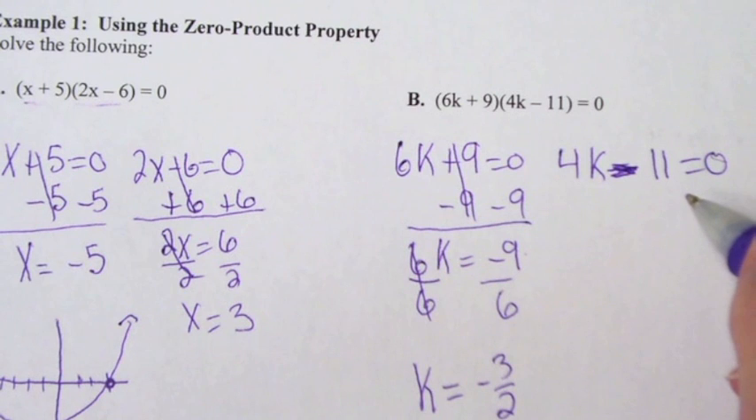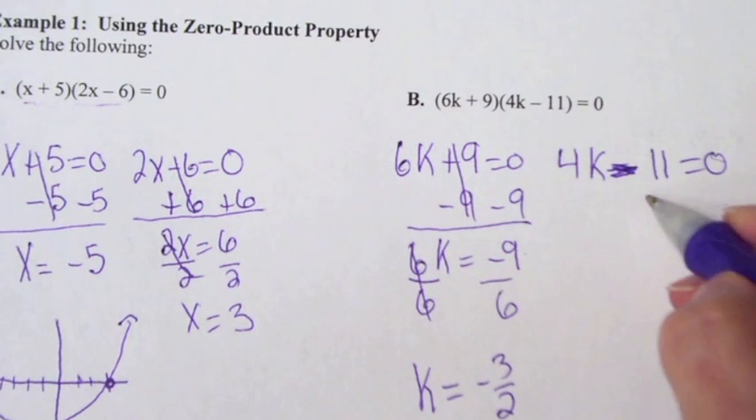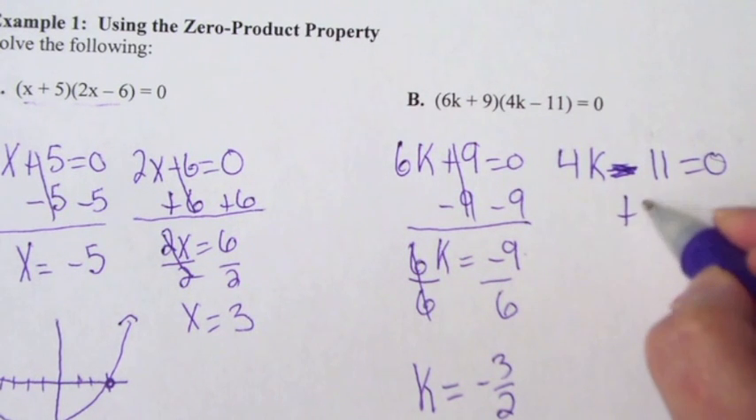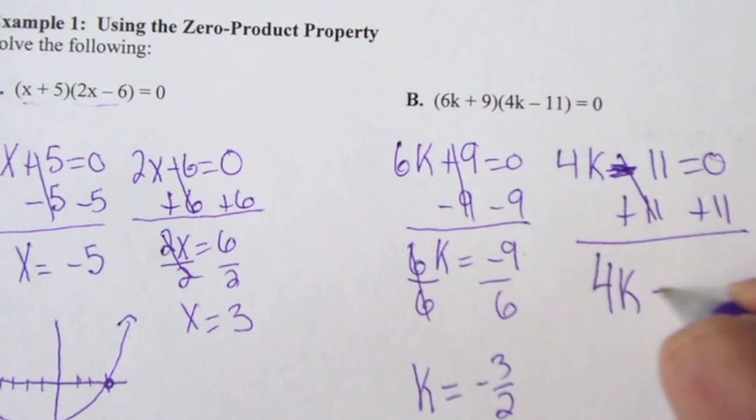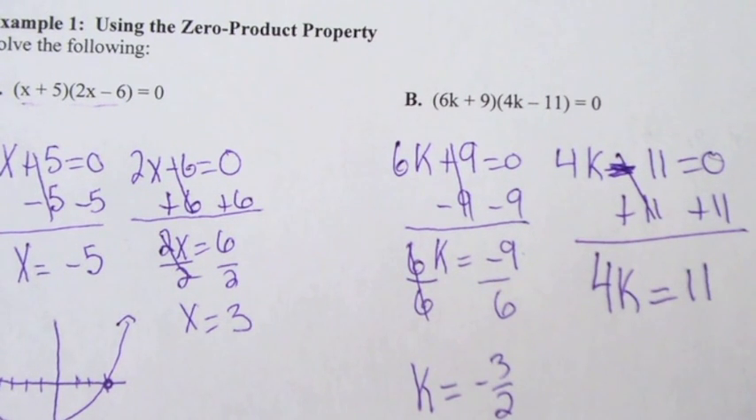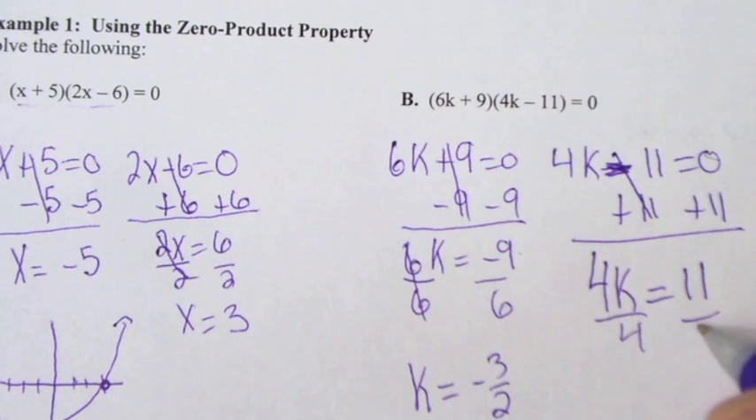Well, it's supposed to be a minus sign. I messed up. All right, 4k - 11 = 0. So we add 11 to both sides. And we get 4k = 11. Divide both sides by 4. And you get k = 11/4.